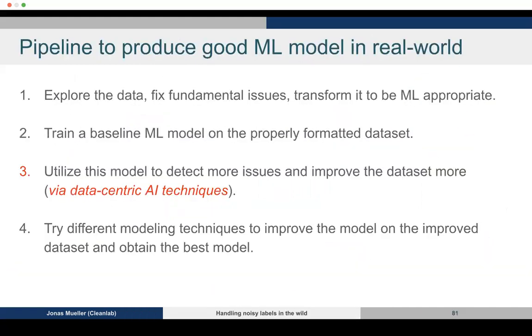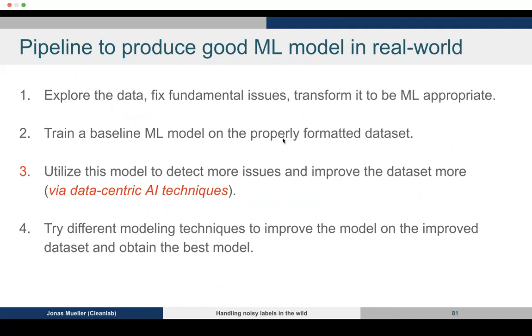Essentially, the key idea of everything we do is that if you think about how a normal machine learning problem is addressed, you start by exploring the data, fixing some basic, very low level issues, transforming the data to be machine learning appropriate.